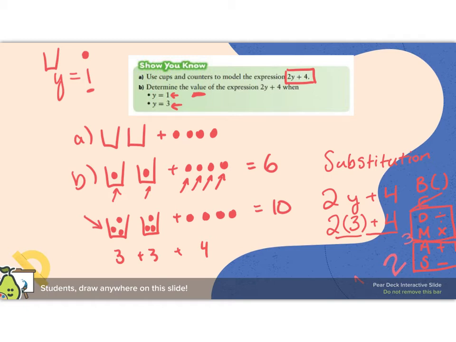So if 2 numbers are touching, they're actually multiplying. So this is the same thing as 2 times 3. And I can see multiplication happens before addition. So I'm going to start here. So 2 times 3 is 6 plus 4. And then one last step, 6 plus 4 is 10. So that actually gave me the same answer.